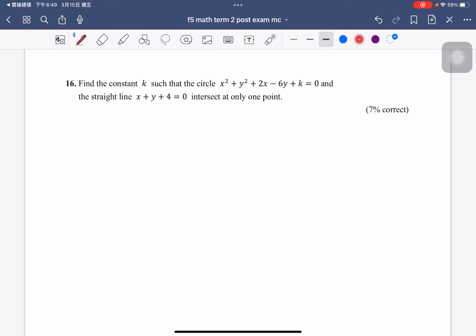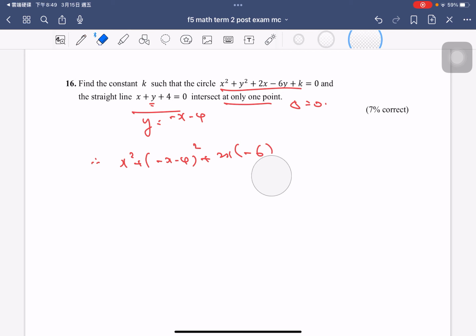Okay, so the last one is the hardest one. Now we have a circle like this, and a straight line that intersects at only one point. Intersecting at only one point means the delta is going to be equal to 0. So now I move y to become the subject. So y is equal to negative x minus 4. So we have x squared plus (negative x minus 4) squared plus 2x minus 6 times y, where y is negative x minus 4, and then plus k equal to 0.